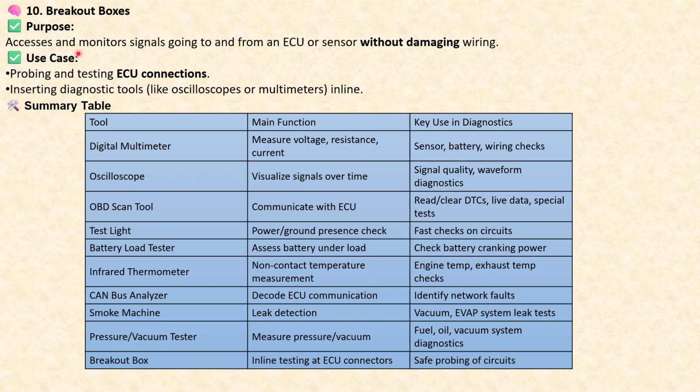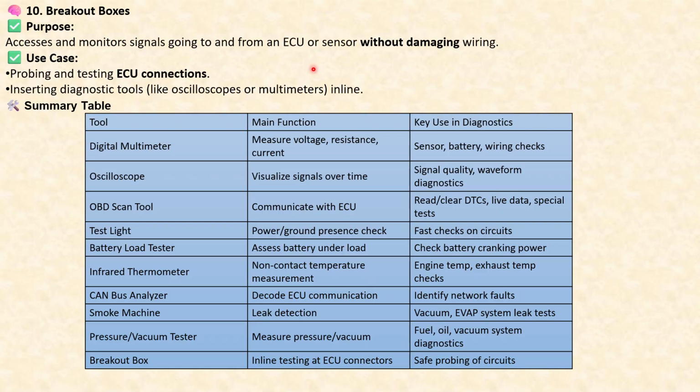Last but not the least, the most important is the breakout box. The purpose is to access and monitor signals going to and from an ECU or sensor without damaging wiring. Use cases: probing and testing ECU connections, and inserting diagnostic tools like oscilloscopes or multimeters inline.